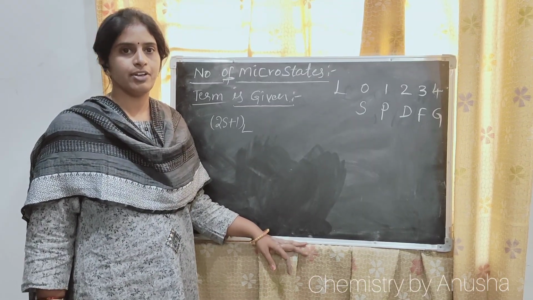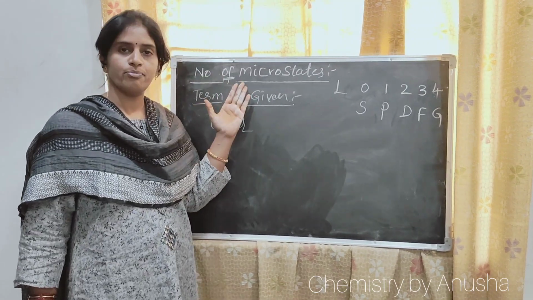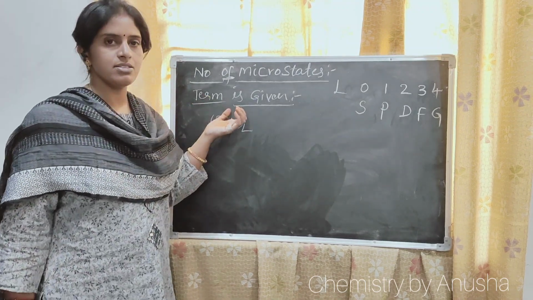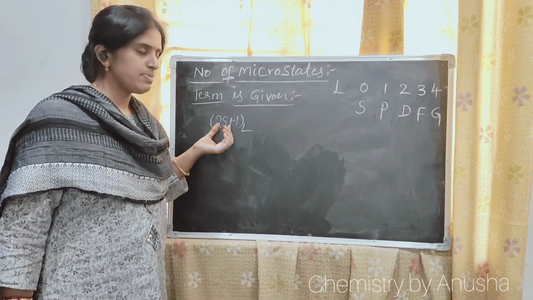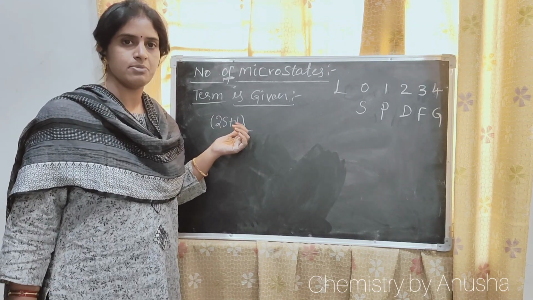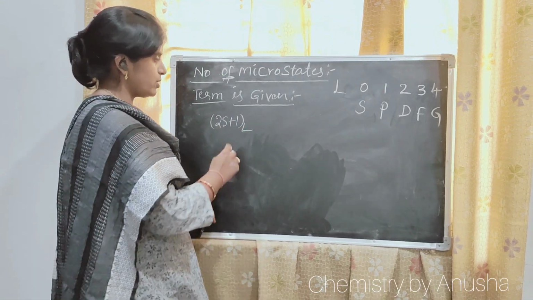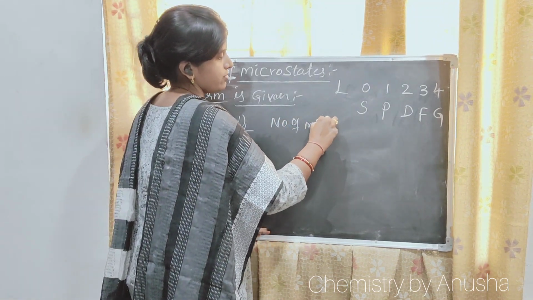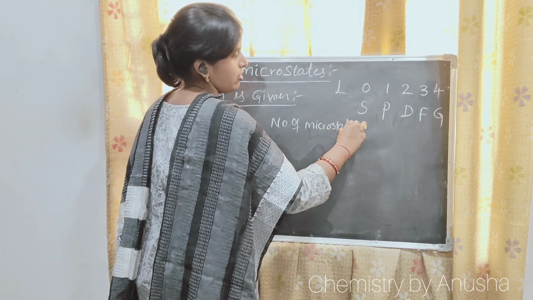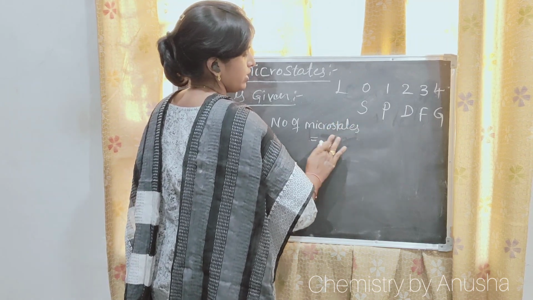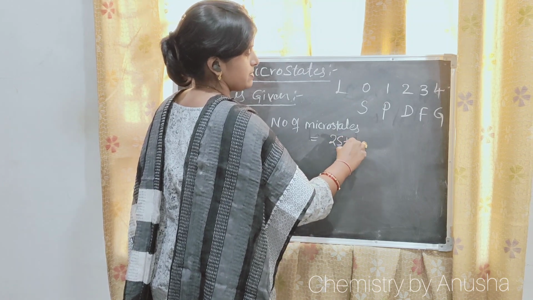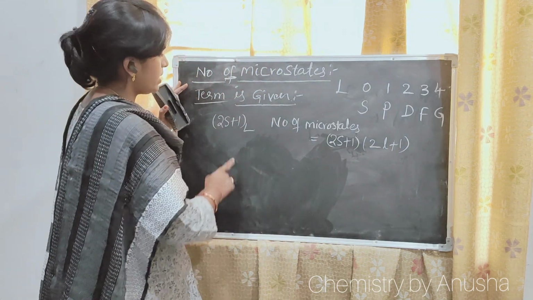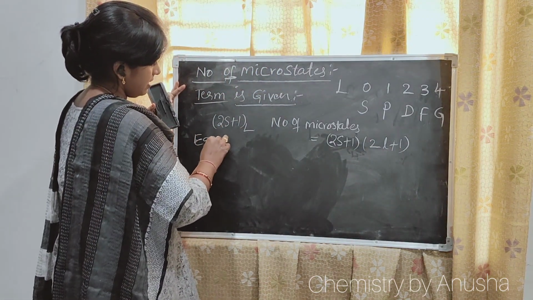In our previous video, we already discussed the number of microstates if the electron configuration is given. Now, if a term is given, 2S+1 L, we already discussed that 2S+1 L_J is a term symbol. So for the term 2S+1 L, the number of microstates is equal to (2S+1) into (2L+1).